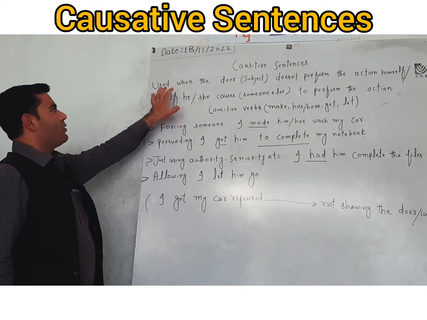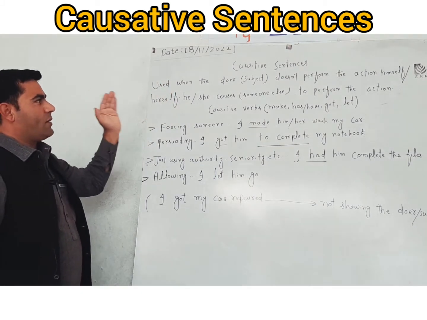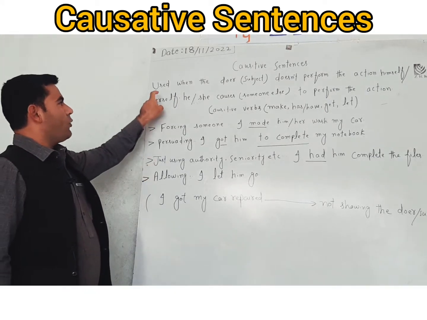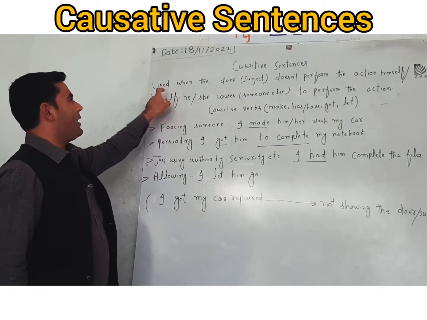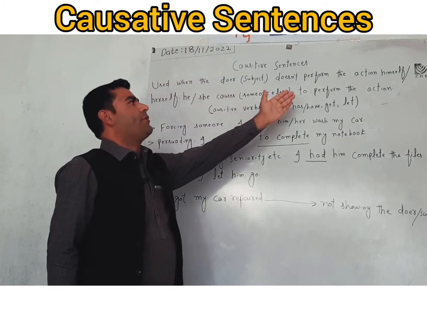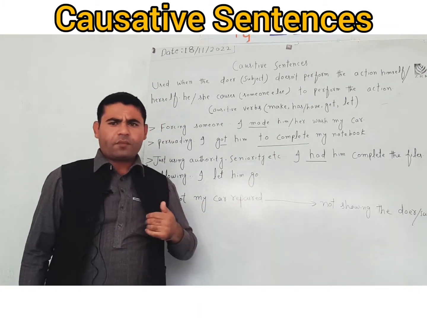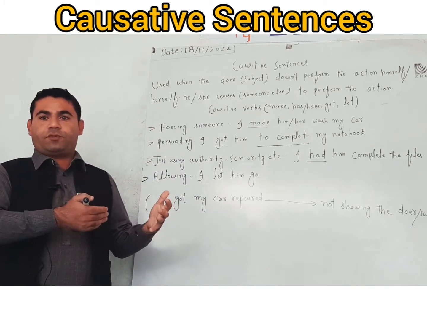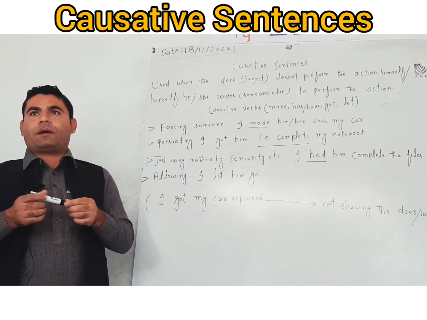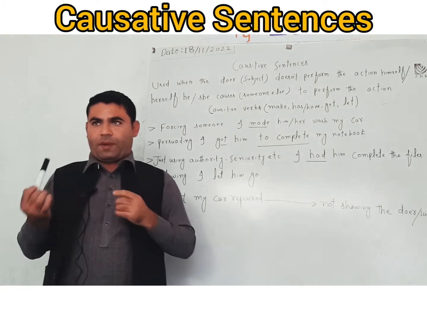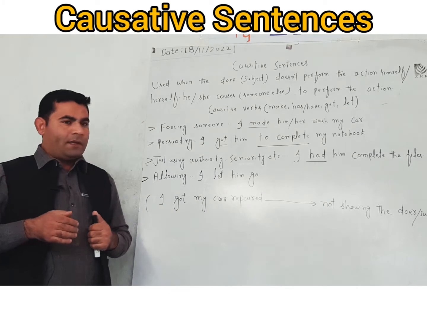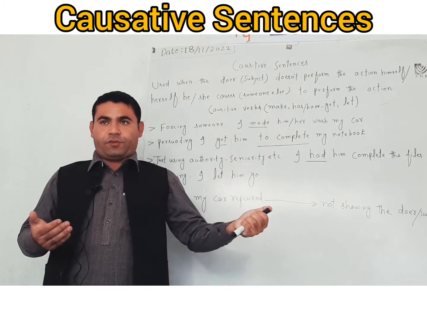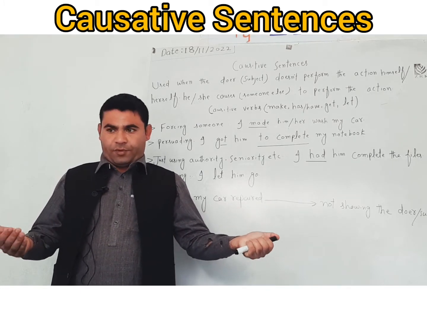When we talk about causative sentences, we will talk about its usage first. When to use causative sentences? We use causative sentences when the doer does not perform the action himself or herself. He makes someone else do it. He causes the action to happen. For example, my car is out of order, right? Or my marker is out of order or anything else. Now it's my job to repair it, but I don't repair it myself. I give it to a mechanic or any other person.